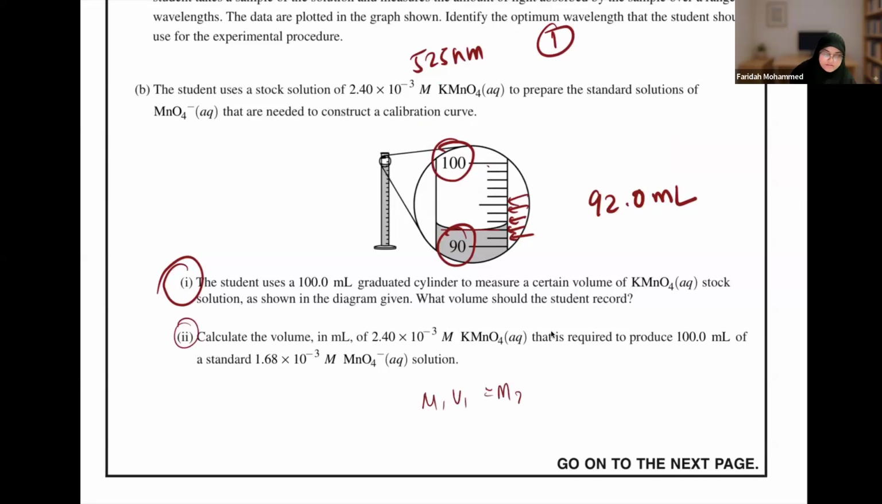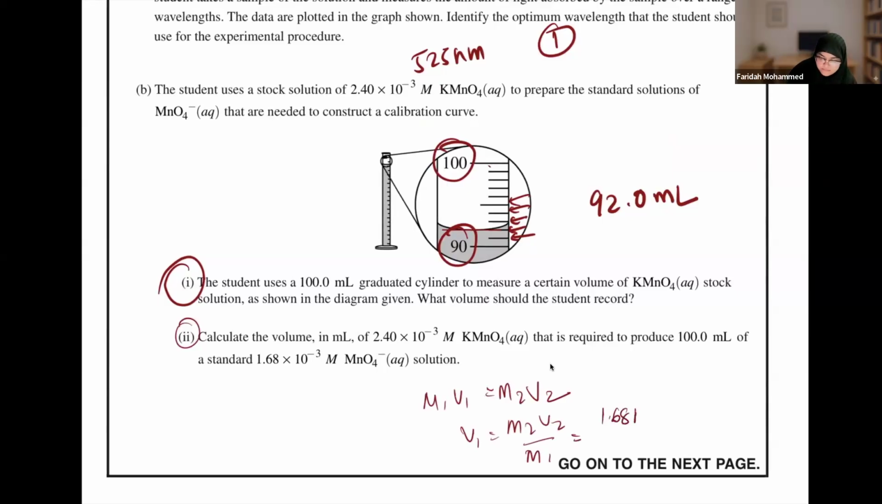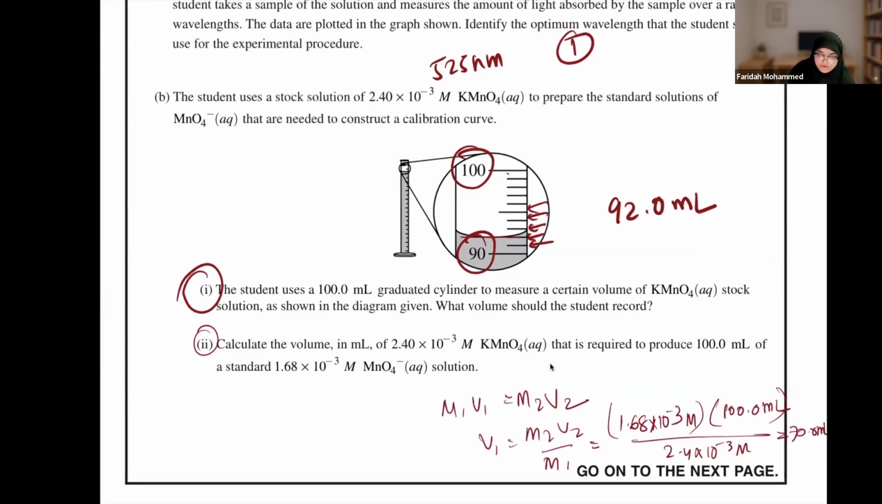Number 2. M1V1 equals M2V2, right? Dilution, right? So V1 equals M2 times V2 over M1. In this case, you don't have to change the volume into liters, okay? As long as you know I use mL here, my answer is also going to be in mL. So 70 mL. 1 point.